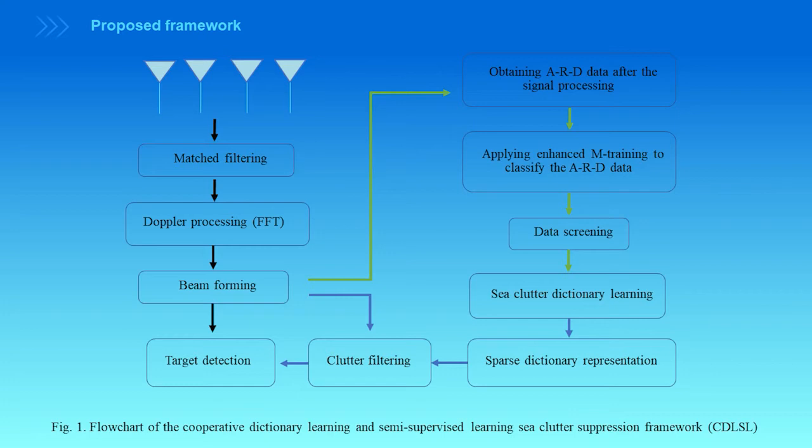In this paper, we select the enhanced M-training algorithm. We select the sea clutter data, and the data where target coexists with sea clutter, to train the 4 classifiers from the ARD data.